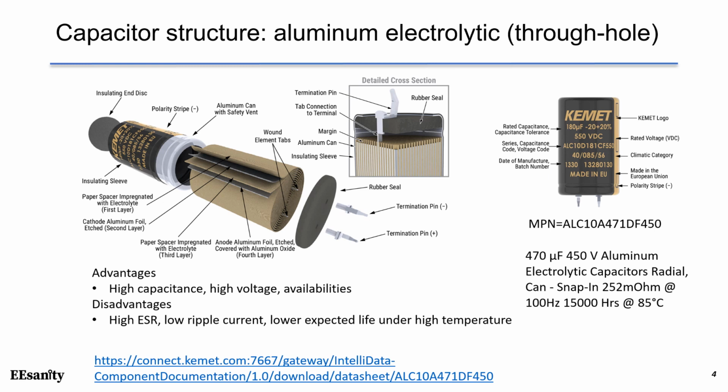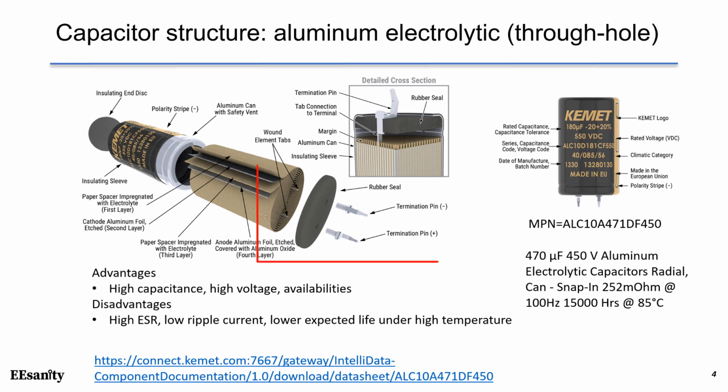Another commonly used capacitor is the aluminum electrolytic capacitor. Here we have the structure of a through-hole aluminum electrolytic capacitor. Inside we can see two layers of aluminum foils and two layers of paper spacers interleaved and wrapped around. One foil is for the anode, the other foil is for the cathode. The two inner aluminum foils are separated by dielectrics. The two foils have separate aluminum wound element tabs, which provide electric contacts. Eventually, these two tabs are connected to the termination using through-hole pins.